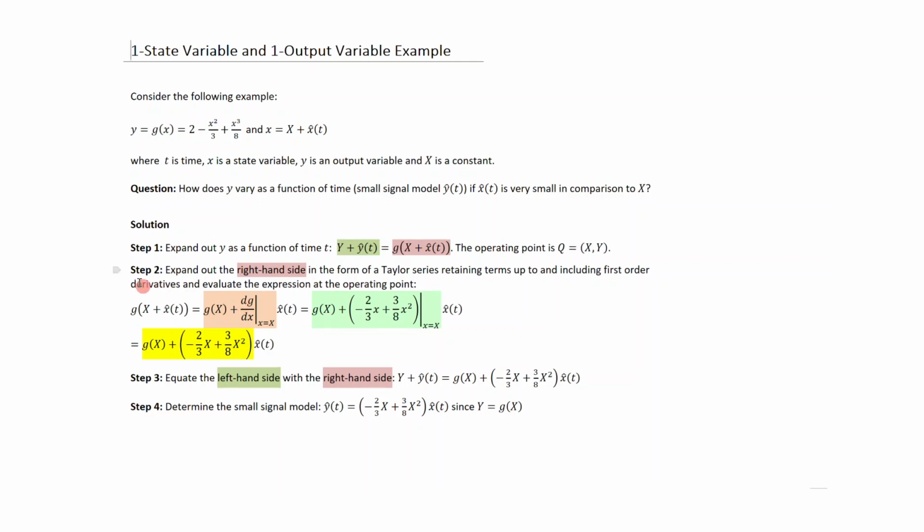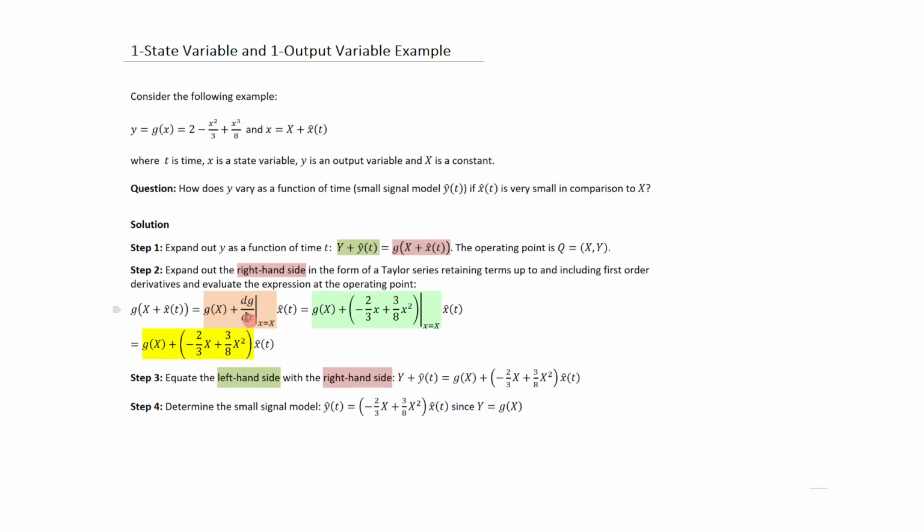All right, step 2 is to expand out the right-hand side, that is this side here, in the form of a Taylor series, and retain only terms up to and including first-order derivatives, and evaluate the expression at the operating point. So g of X plus x hat would take on this form to first order. You have the value of g evaluated at the equilibrium point, plus the derivative of g with respect to x evaluated at the equilibrium point, times x hat of t.